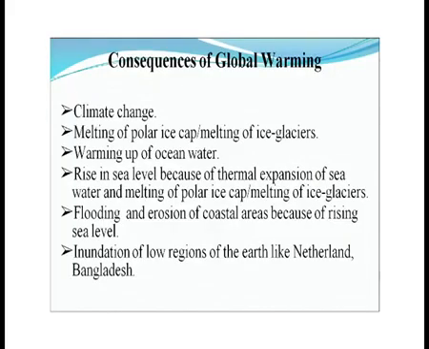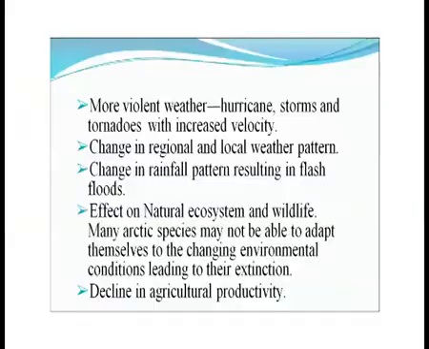Consequences of global warming. Climate change, melting of polar ice caps, melting of ice glaciers, warming up of ocean water, rise in sea level because of thermal expansion of seawater and melting of polar ice caps, then flooding and erosion of coastal areas because of rising sea level, inundation of low regions of earth like Netherlands, Bangladesh, etc. More violent weather conditions, we are becoming more and more familiar with hurricanes, storms, tornadoes, etc.